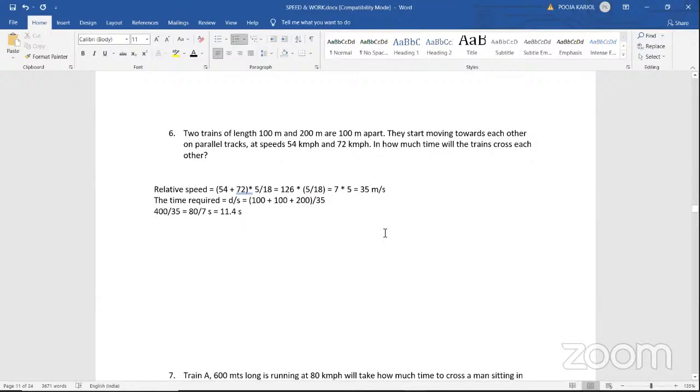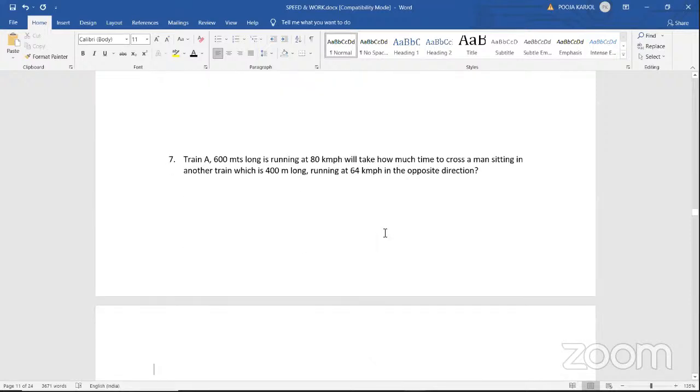I know that the formula and all are not very clear right now, but don't worry about it right now. Just concentrate. Okay. Train 600. Try this.